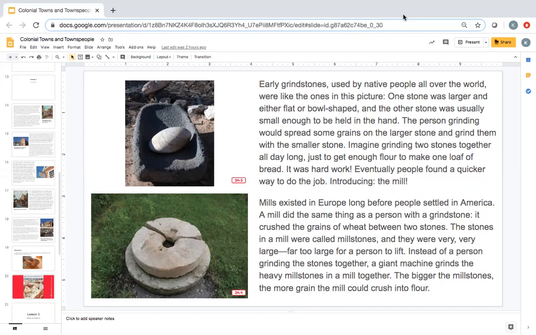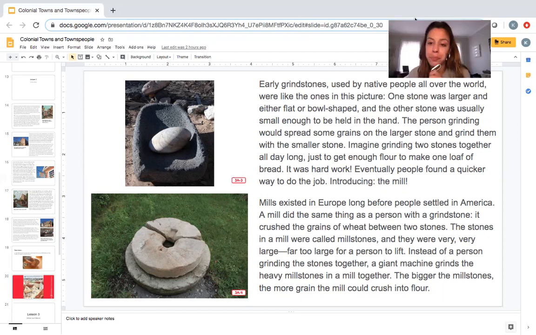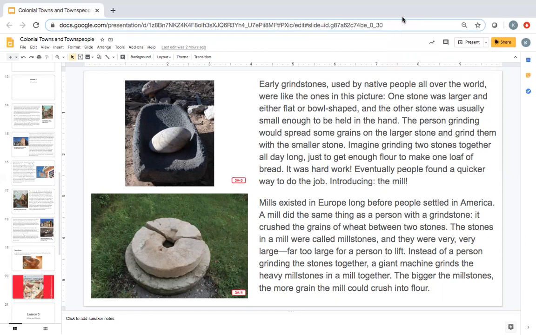Instead of a person grinding the stones together, a giant machine grinds the heavy millstones in a mill together. The bigger the millstones, the more grain the mill could crush into flour. So it sounds like people were getting really tired of having to grind up all their grains with one of these rocks. So they invented something that would make it easier.